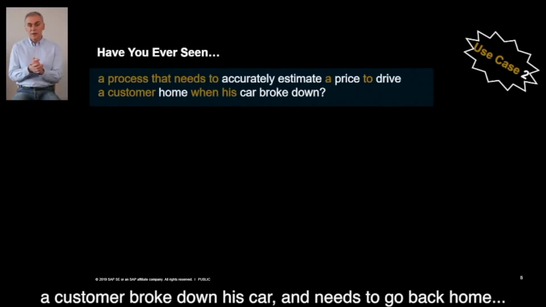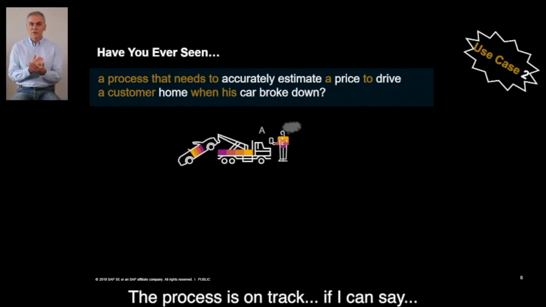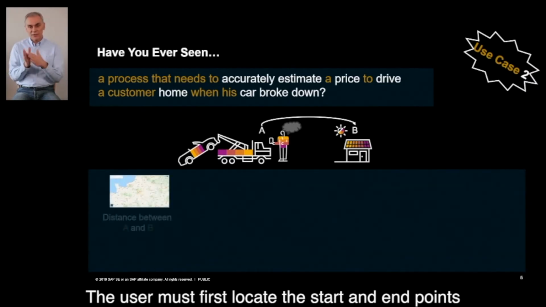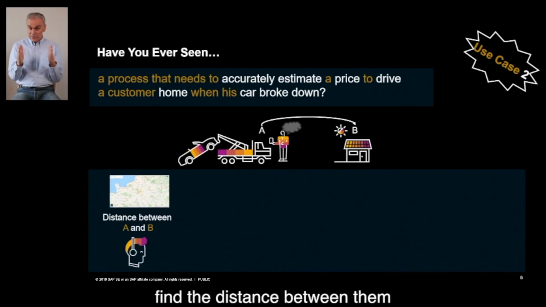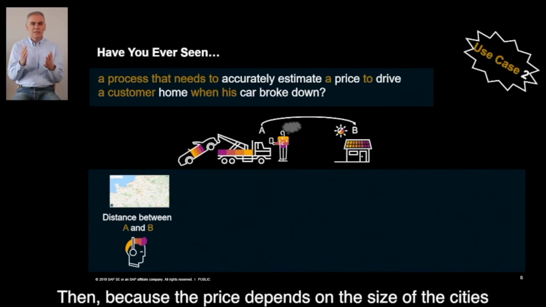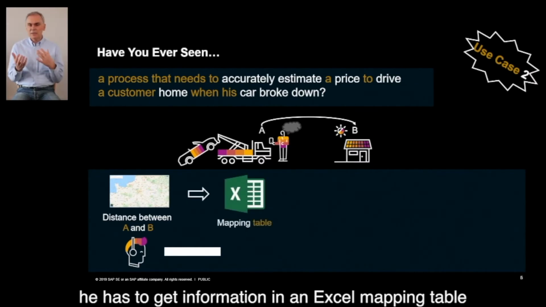Second use case. A customer broke down his car and needs to go back home. No problem. The process is on track, if I can say. The user must first locate the start and end points, find the distance between them using a geolocation application or website. Then, because the price depends on the size of the cities, the day and time of pickup, he has to get information in an Excel mapping table.